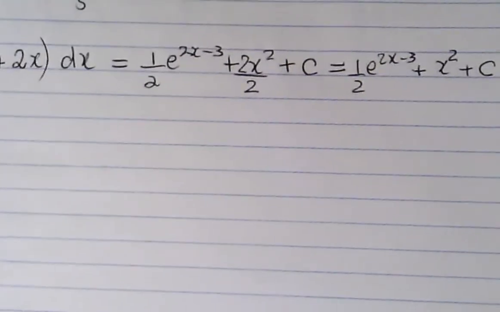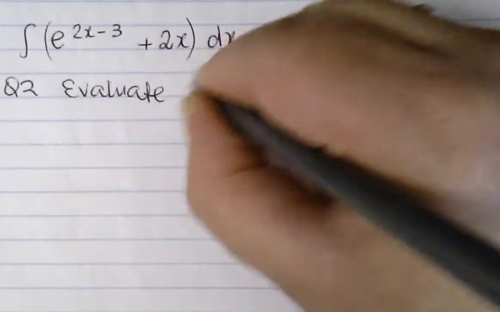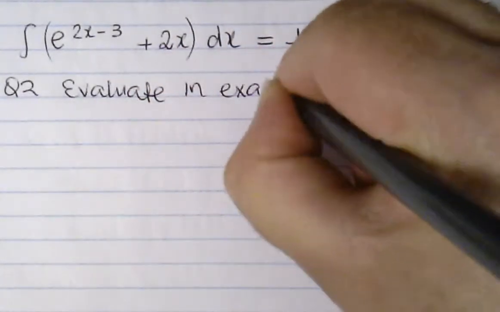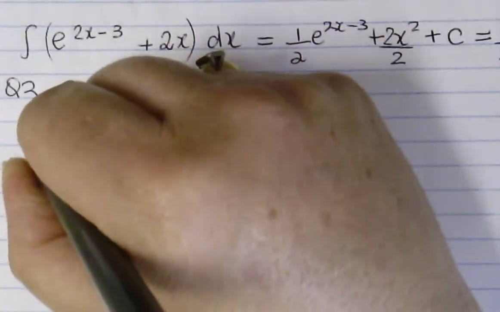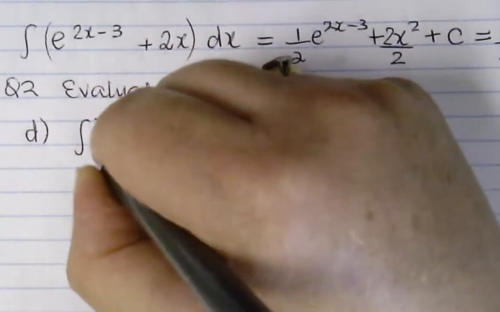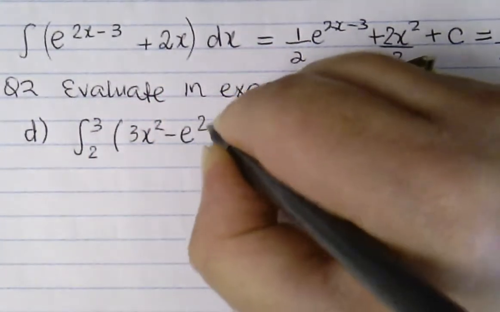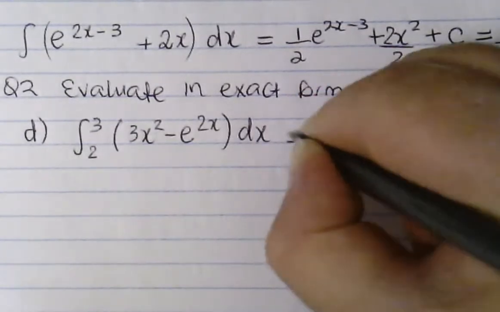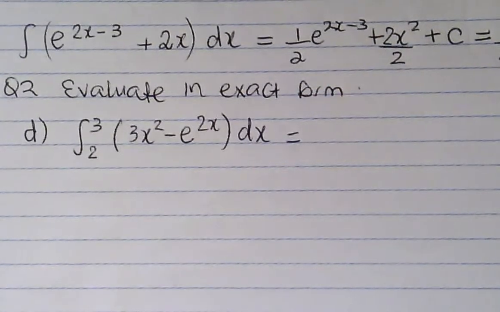Okay? All right, next one. I'm just going to get these ones actually from your book. So evaluate the following in exact form. I'll do question 2D. If you can integrate from 3 to 2, these are exact. I mean, these are, sorry, not exact. They are definite integrals, okay?